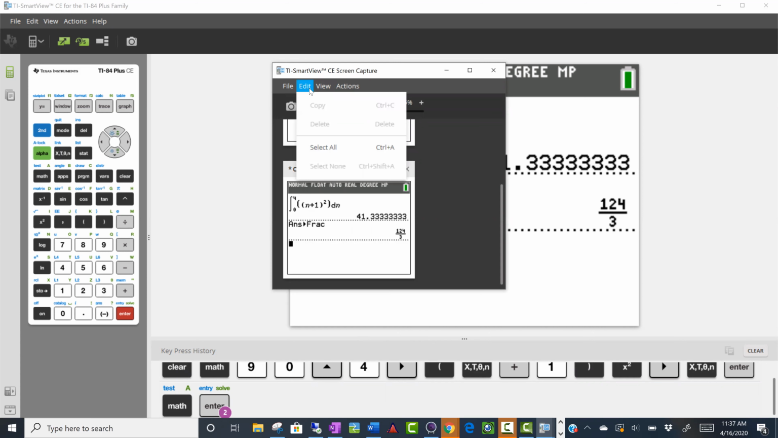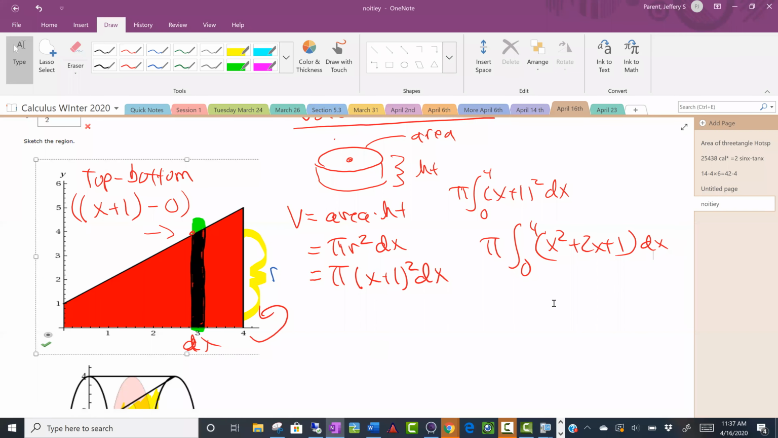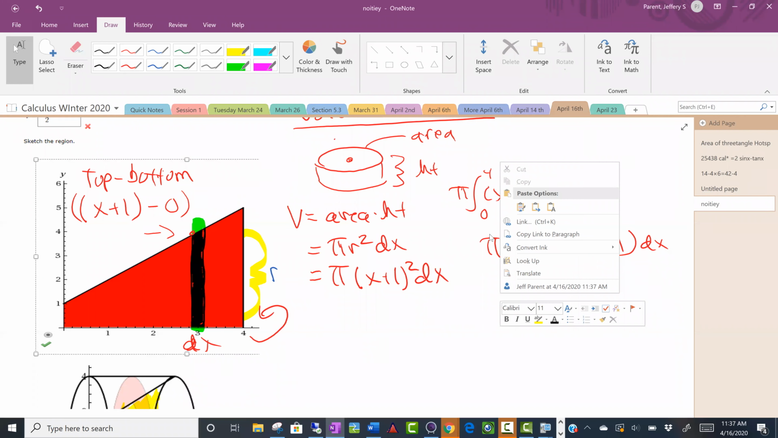I have a feeling we're all going to be internet app wizards by the time this thing's over with. Yeah, I think so. So, there. Paste.